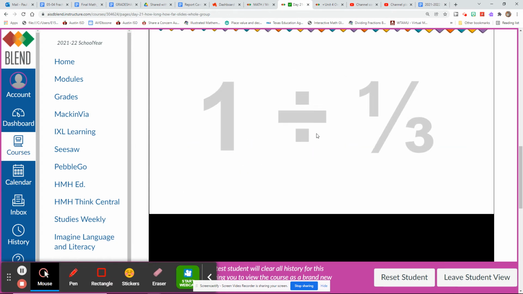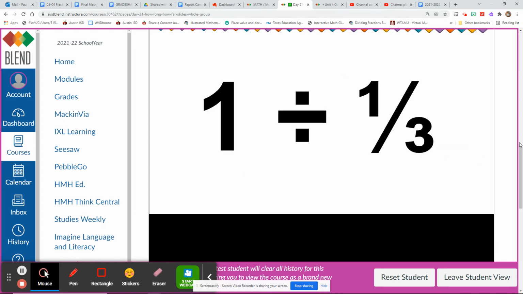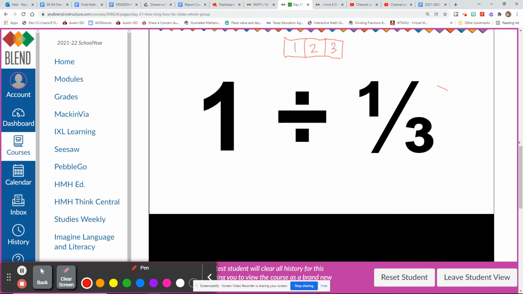All right, next, give this one a shot. 1 divided into 1/3 size pieces. You can either draw it or use leave, change, flip. All right, welcome back. So 1 whole split into 1/3 size pieces would be this. We'd have 1, 2, 3 pieces. So our answer will be 3 if we did leave, change, flip. 1 times 3 is 3. 1 times 1 is 1. 3 over 1 is the same thing as 3 wholes.